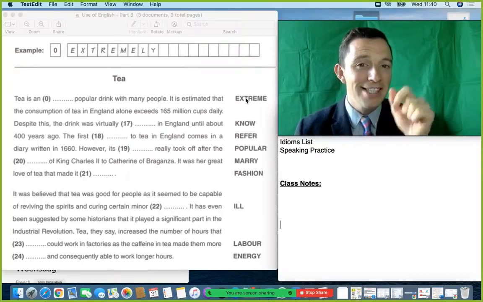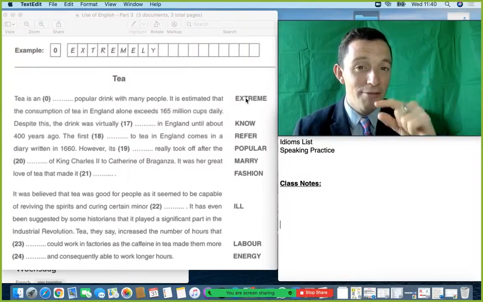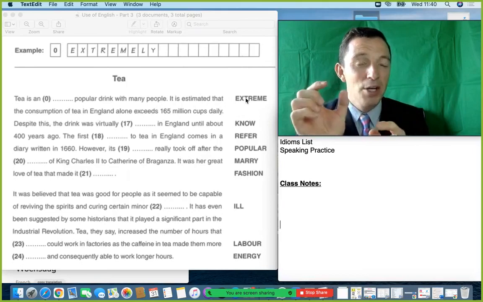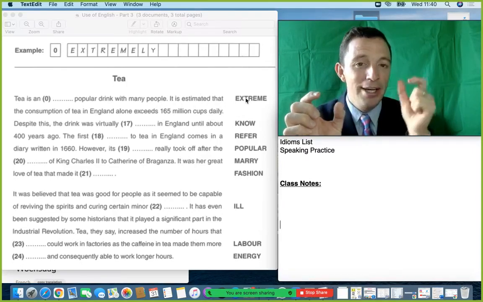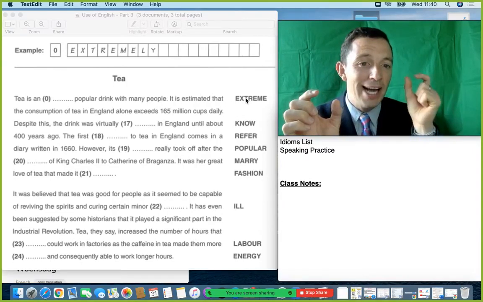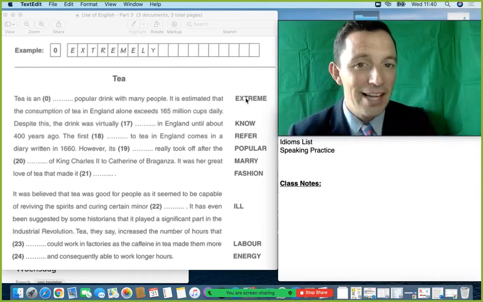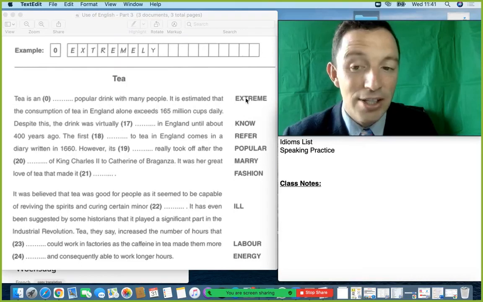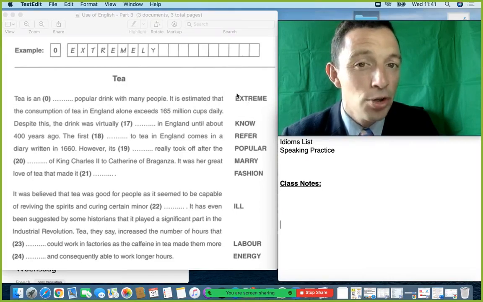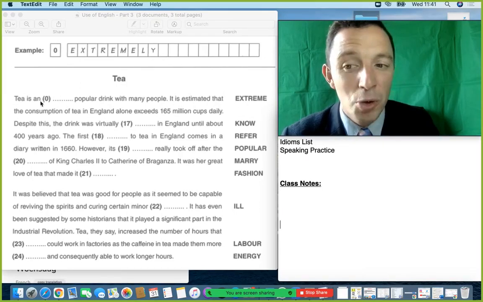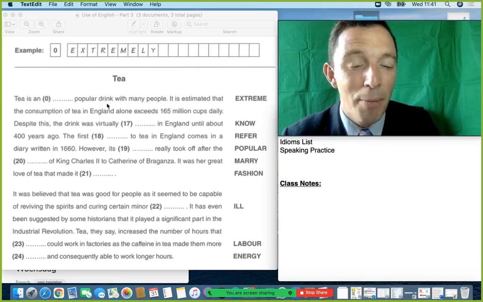So in this exercise, it's necessary to change the form. The form is the adjective. So the answer could be a noun, it could be a verb, it could be a negative. There are a few possibilities, and you need to try and identify the answer. So for number 0, they give you as an example extremely. We change the adjective to the adverb. Okay, so tea is an extremely popular drink.